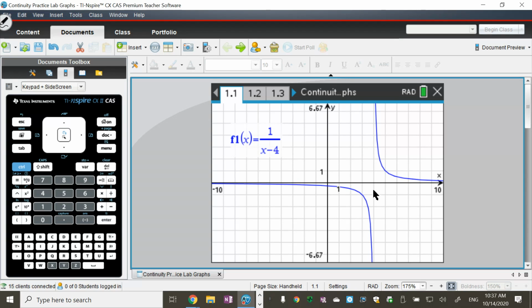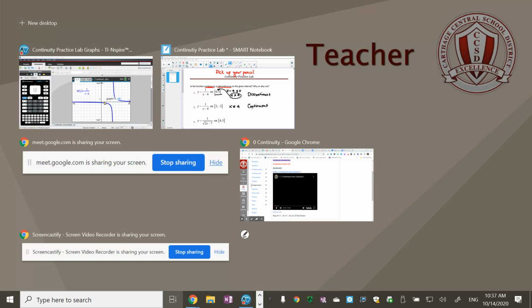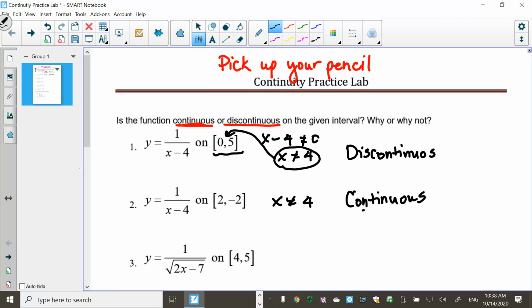So here's the graph. If you look at it, here's my vertical asymptote at x equals 4 right here. When I looked at the interval 0 to 5, if I was drawing this graph, I would pick up my pencil in that interval, so it's discontinuous. On the interval from -2 to 2, I'm not picking my pencil up because it's continuous there. So you could have the same function, and based on whatever interval you're looking at, it could be continuous or discontinuous. Really, that's all there is to it. It's kind of an easy concept.